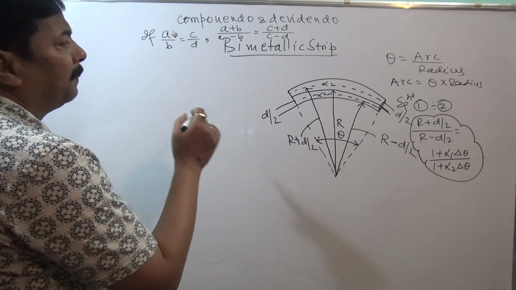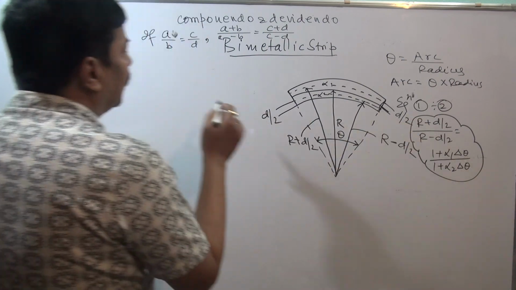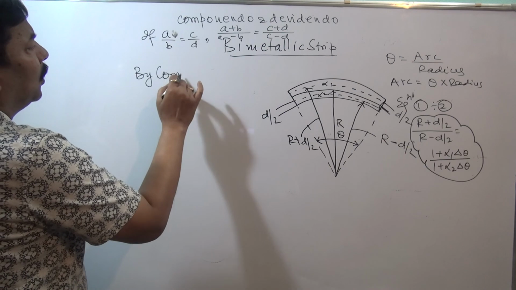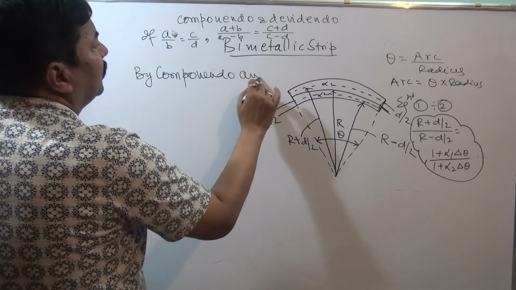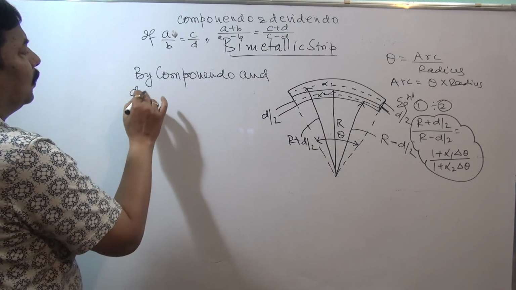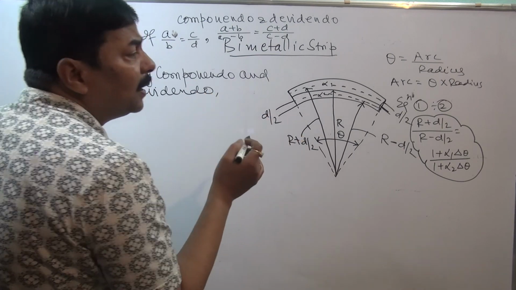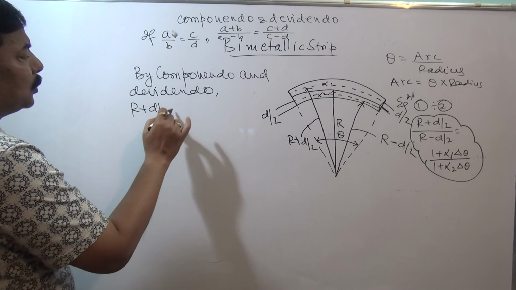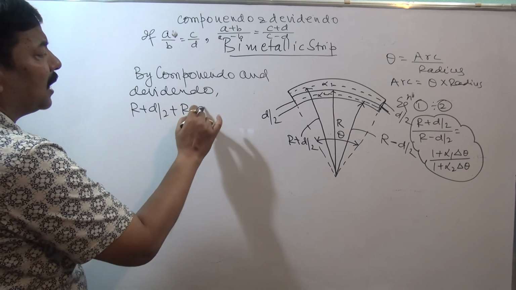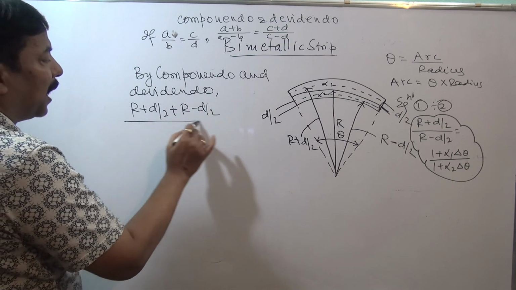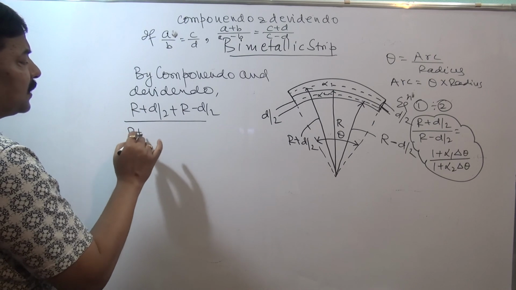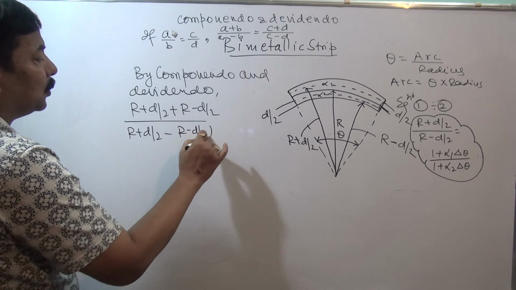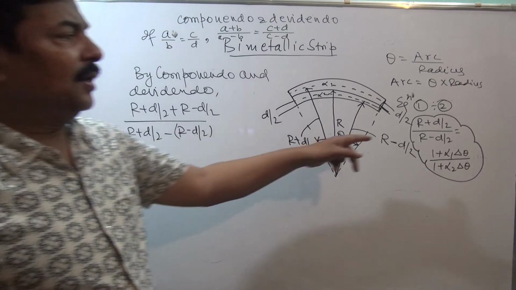So what will be there? This is A, this is B. So by componendo and dividendo, what are we getting? We are getting r plus d by 2 plus r minus d by 2 by r plus d by 2 minus r minus d by 2. This is on this side.